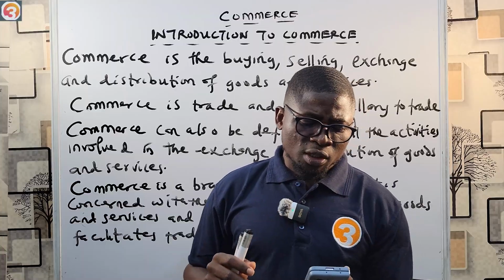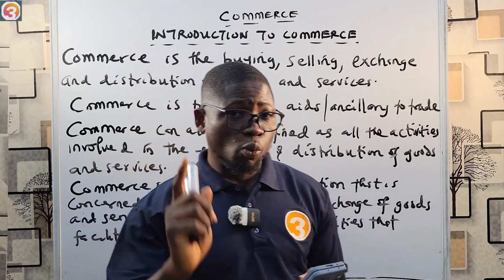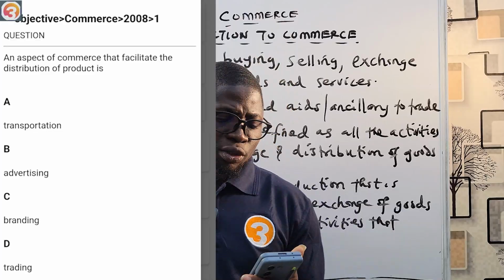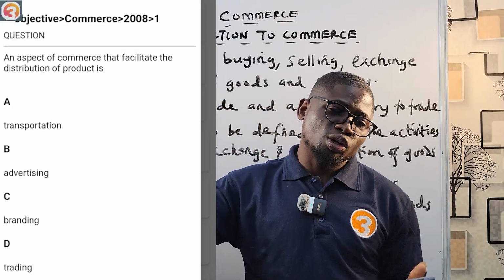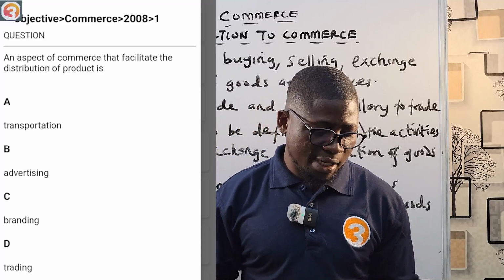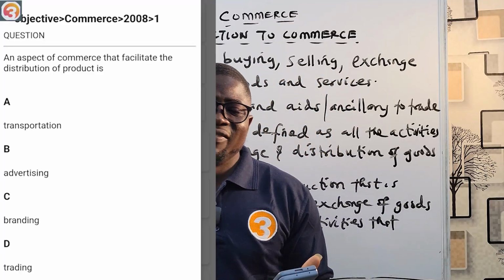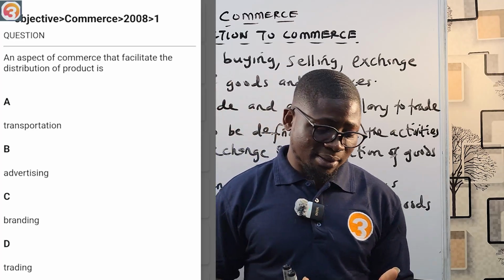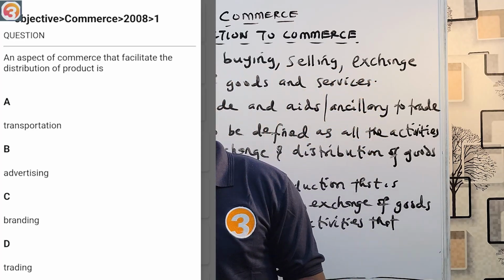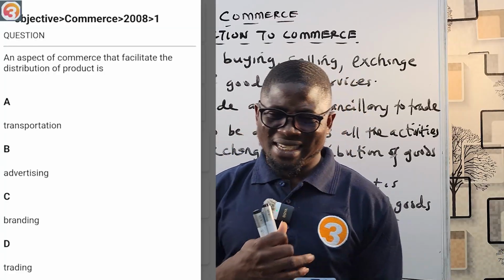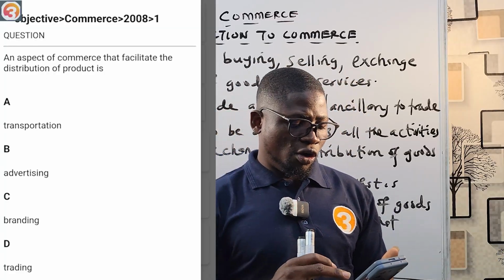Then we have 2008 number 1. They say an aspect of commerce that facilitates the distribution of products. That should be what? Transportation. We don't even need to see the options. A, transportation. B, advertising. C, branding. D, trading. And the correct answer there is transportation, because that's what makes it easy for goods to move from one place to another. It facilitates the distribution of products.